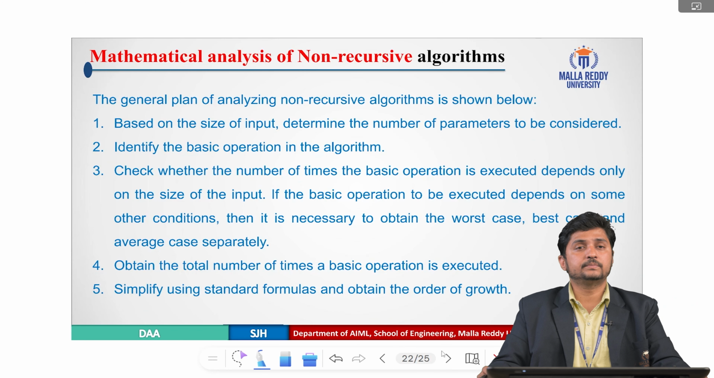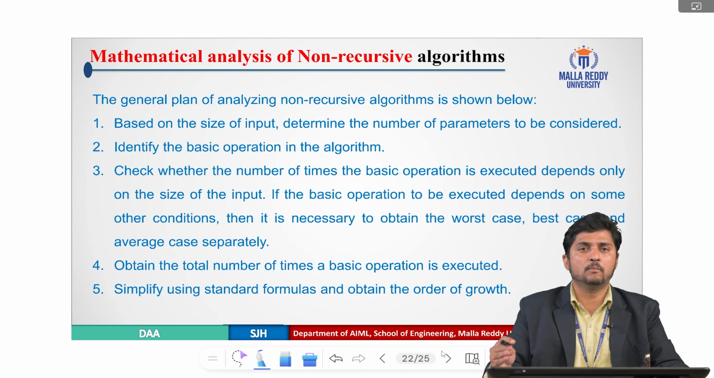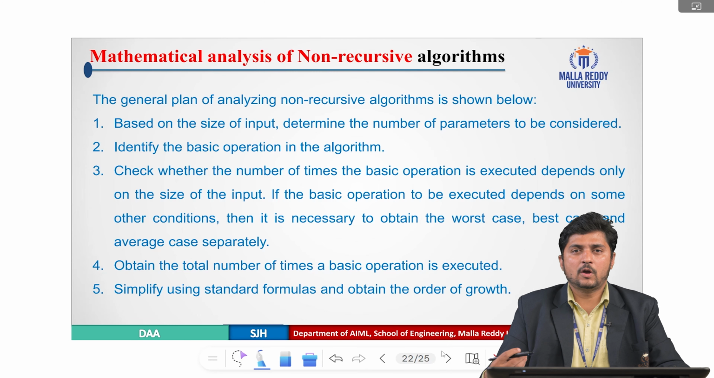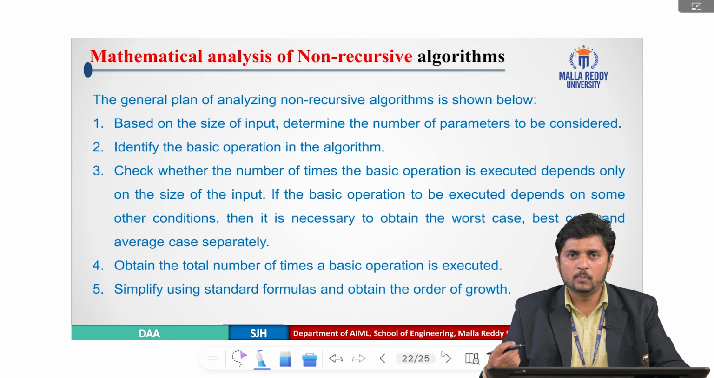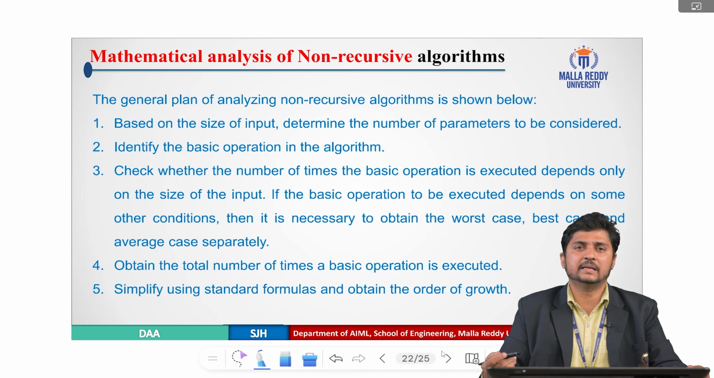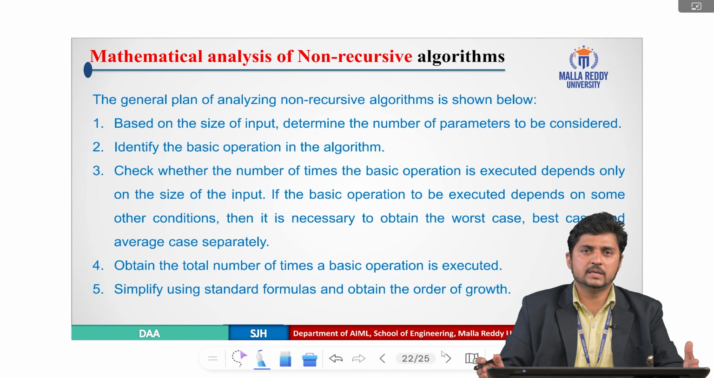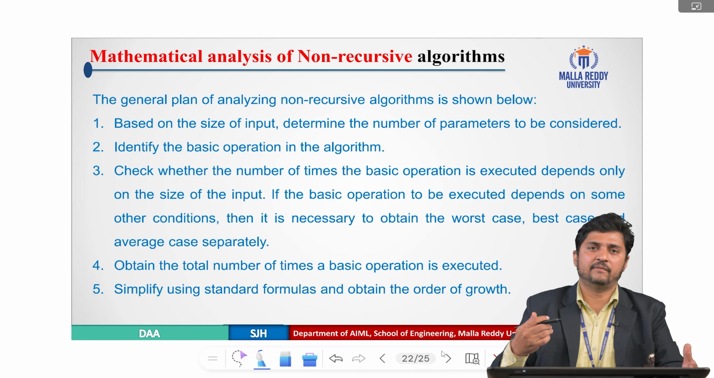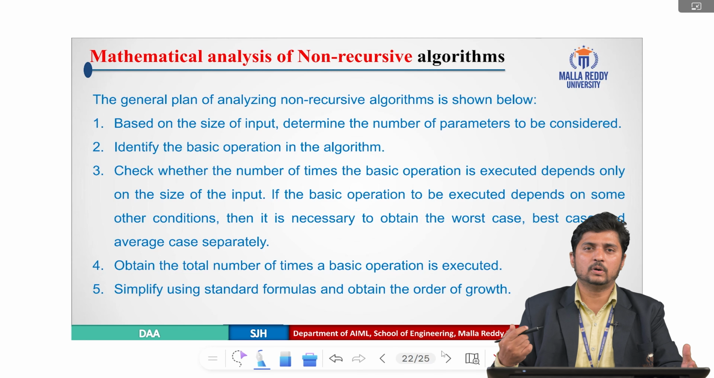Moving towards the final and very important concept, called mathematical analysis of non-recursive algorithms. Of course, we all know that any algorithm or blueprint can be written in two ways, one is recursive and one is non-recursive. Recursion is nothing but calling a body or a function itself again and again. We call it the recursive method of writing an algorithm.